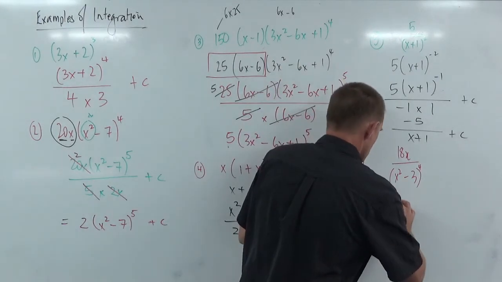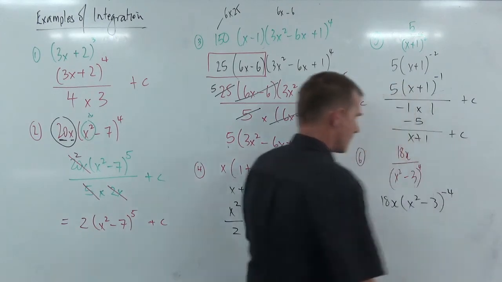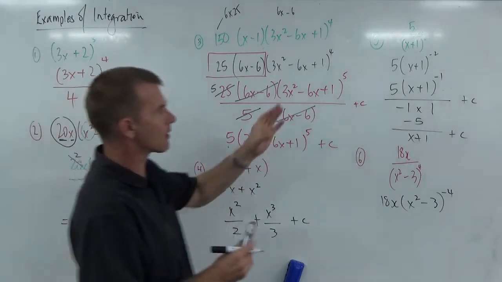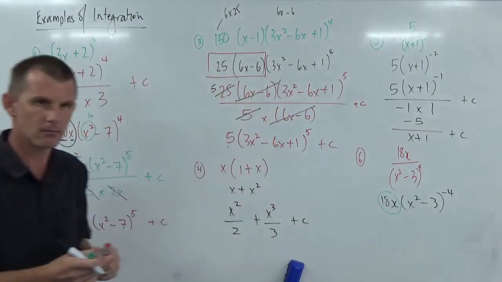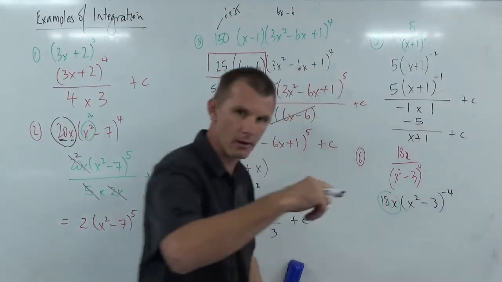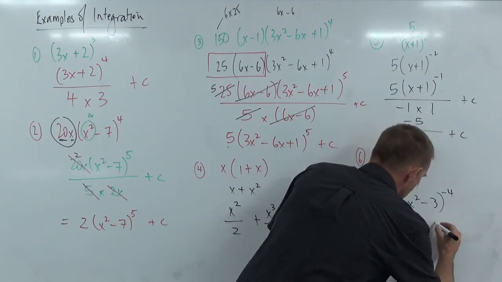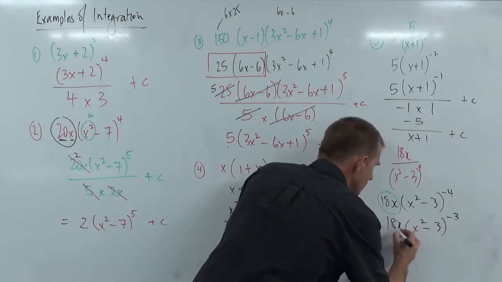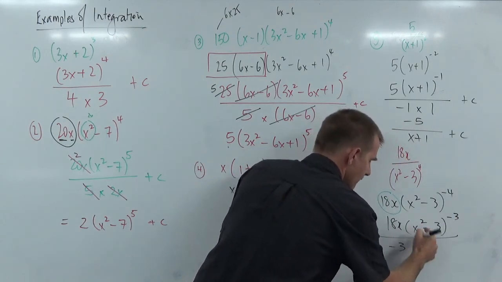Rewrite this as 18x brackets x squared minus 3 to the power of minus 4. And then once we've got that, we can then kind of just do this, but forget about this guy for the minute. Don't worry about him, right? Just like here, I forgot about him. Don't worry about it. So, raise the power by 1, minus 3. Minus 3 is raising the power by 1. So this becomes x squared minus 3 to the minus 3. Leave the 18x out the front. Divide by the new power. And divide by the derivative of the inside.